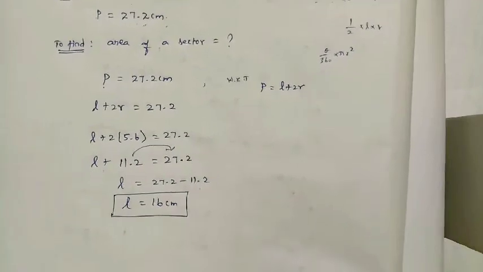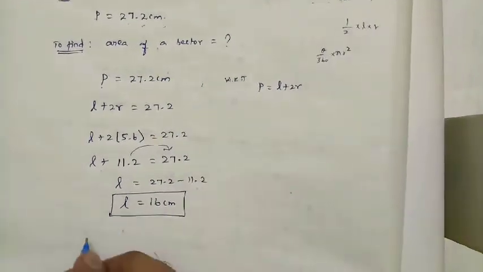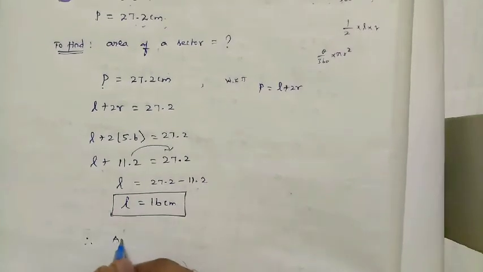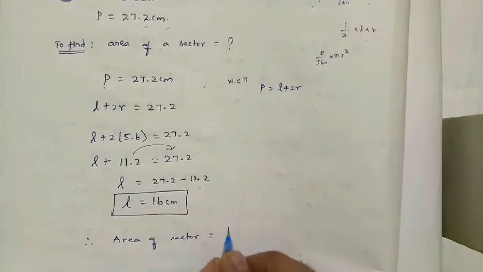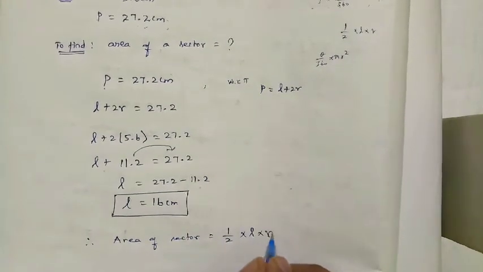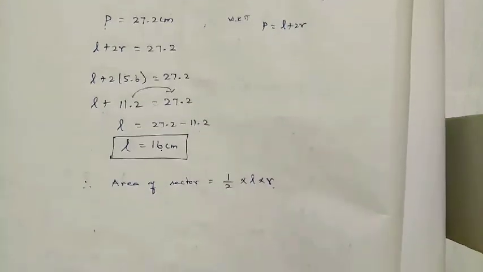If we know the length of an arc, then we know the formula: area of a sector is equal to half into L into R, right? By using that formula, we know the value of L and we know the value of the radius also. Substitute and simplify, we will get the area of the sector.